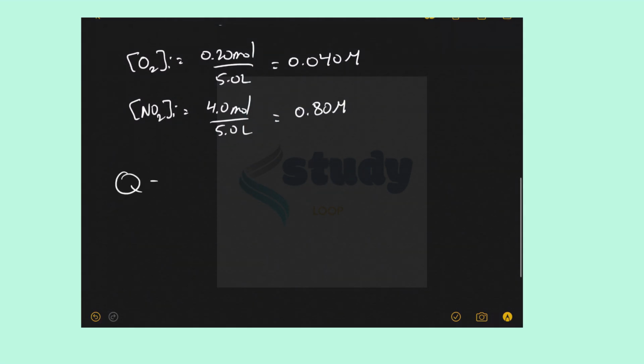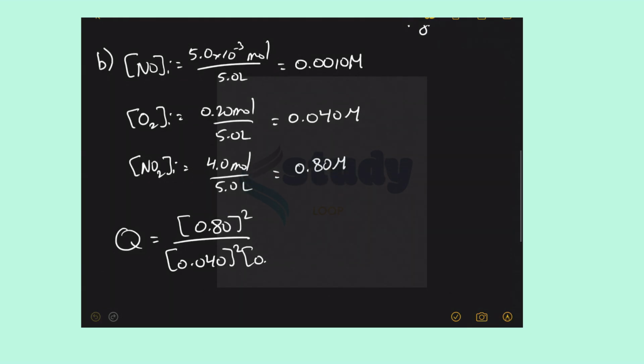Let's calculate our quotient, which would be 0.80 squared over 0.040 squared, this should be 0.0010 squared, 0.040, and solving for the quotient, we get a value of 1.6 times 10 to the 7th.